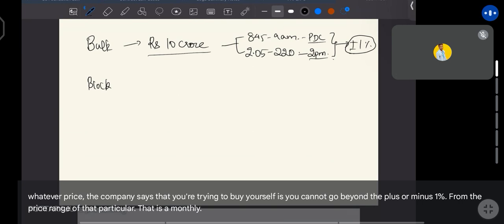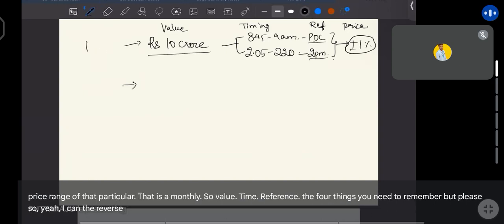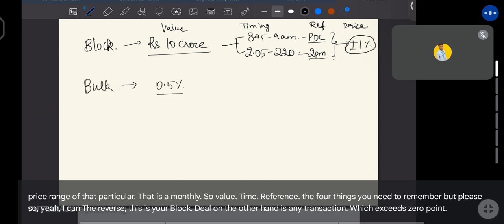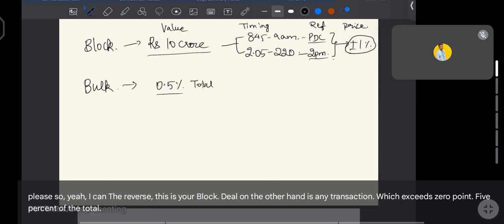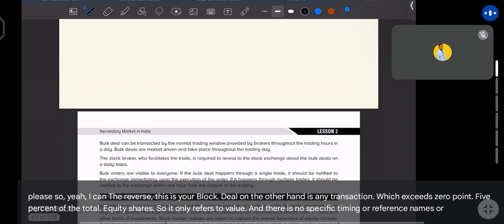That is a block deal. So value, timing, reference, and price. These are the four things you need to remember for block deals. Sorry, I kind of reversed this. That was the block deal problem. A bulk deal, on the other hand, is any transaction which exceeds 0.5% of the total equity shares. So it only refers to value, and there is no specific timing or reference range or price as such.